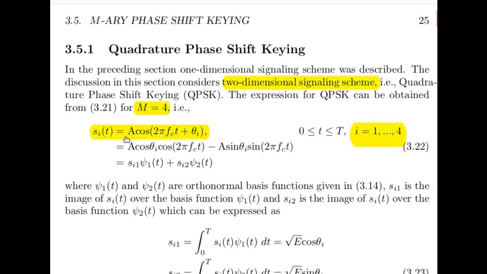Now in the next line, we have used the mathematical identity which I discussed in my previous video, that cos of alpha plus beta equals cos alpha cos beta minus sin alpha sin beta. If you substitute this expression, you will get the next line: A cos theta i cos 2 pi fct minus A sin theta i sin 2 pi fct. You can represent this equation as a linear combination of psi 1 and psi 2. Very important, linear combination: we represent each QPSK signal as a scaled version of psi 1 and psi 2.